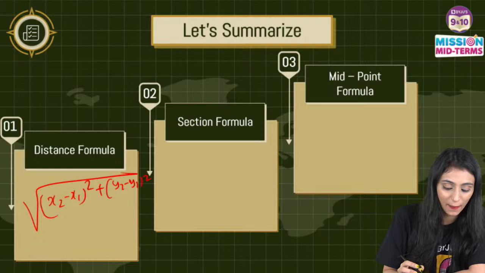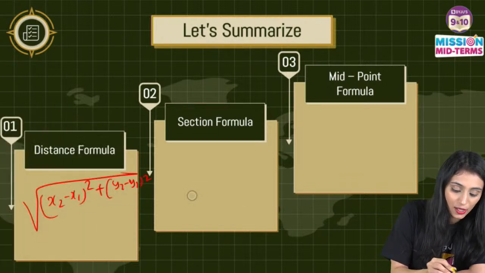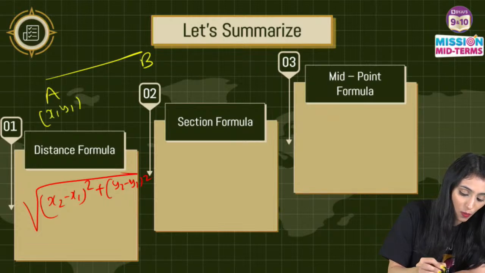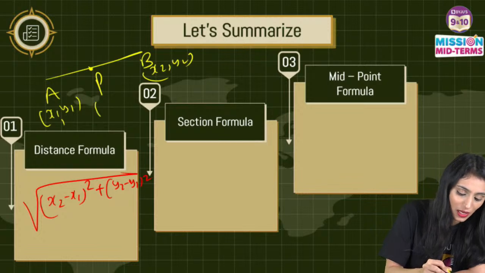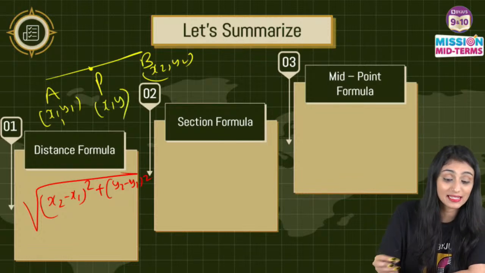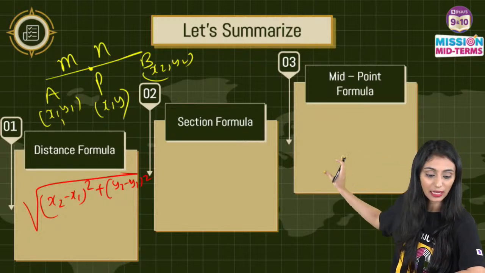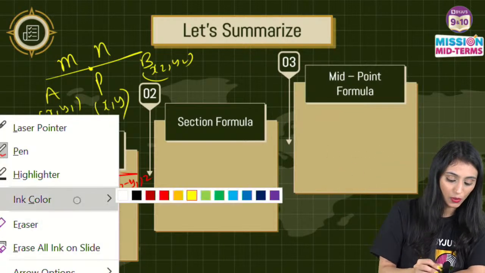What is the section formula? Section formula, yes, I'm explaining again. So let's suppose we have got 2 points, A and B. Its coordinates are x1, y1. Its coordinates are x2, y2. There is a point P that is dividing them. P's coordinates are, let's say, x, y. It is dividing them in the ratio m:n. So what will be the coordinates of P? How do you find this out?